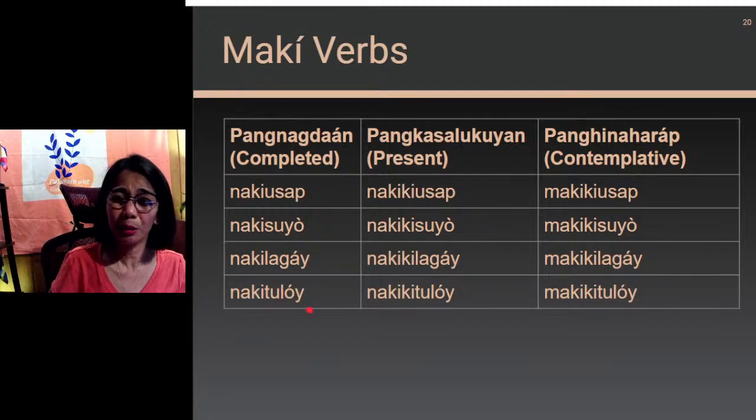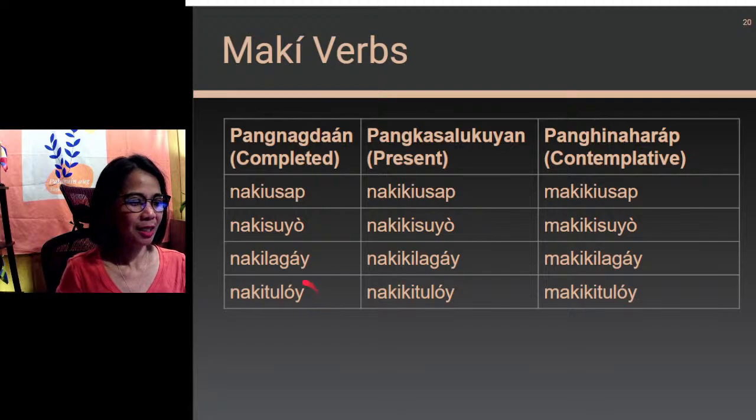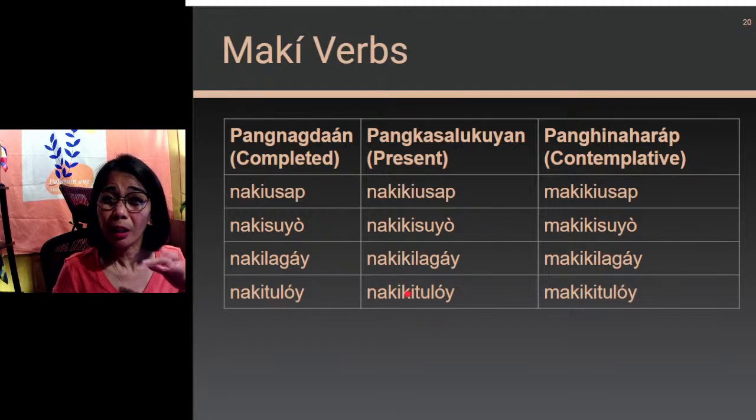Yes. Okay, this is another example. Tuloy, nakituloy. So again, you are temporarily staying with your host, on vacation somewhere, right? For example, you are in your auntie's house in another country. Nakituloy ako sa bahay ng tita ko sa New York. Okay, that happened already. Nakikituloy ako sa bahay ng tita ko sa New York. Nandito na ako sa New York. Nakikituloy ako sa bahay ng tita ko.